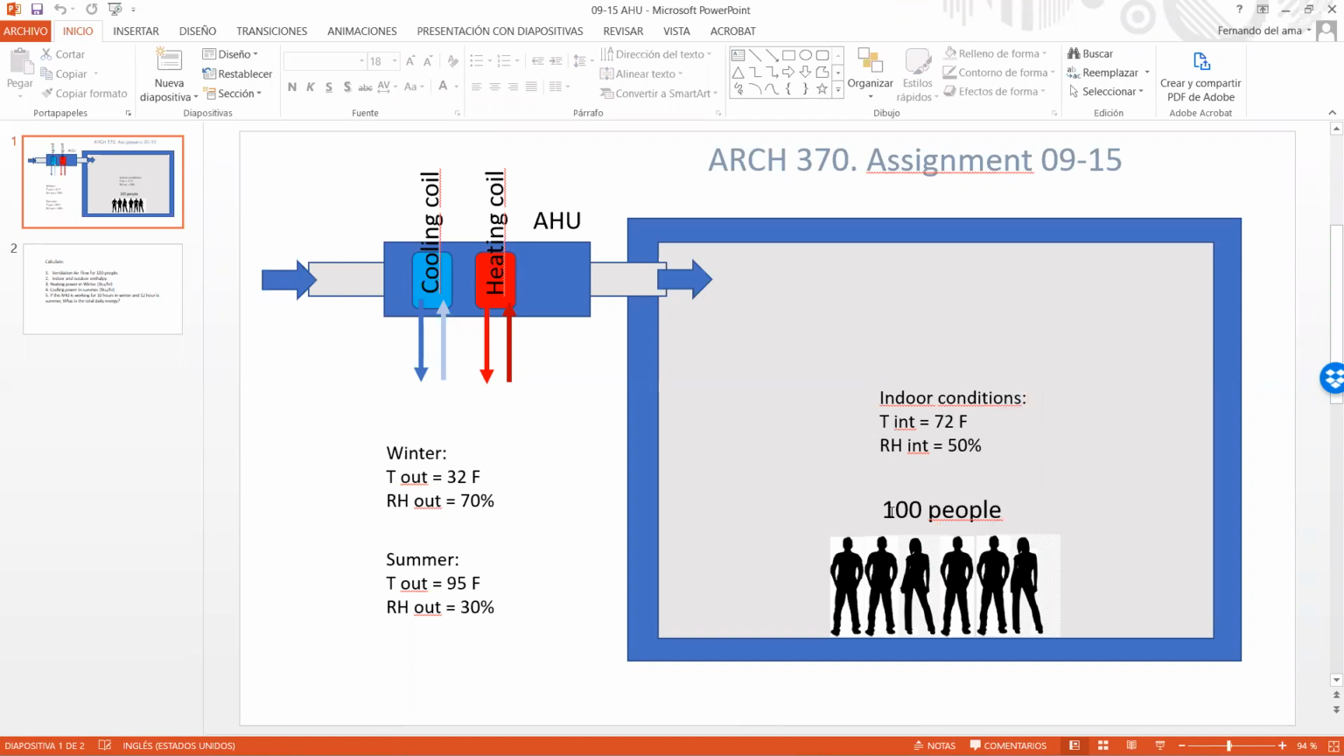It depends on the number of people. So if we have 100 people here, that means that we need to multiply the CFM, which is around 20 CFM per person, times 100 people. So with these indoor conditions and the number of people, indoor conditions are always the same, around 70 and around 50. It can be 70 and 45. It can be 71 and 51, whatever. But it's always around 70 Fahrenheit and around 50% of relative humidity. And then it depends on the number of people.